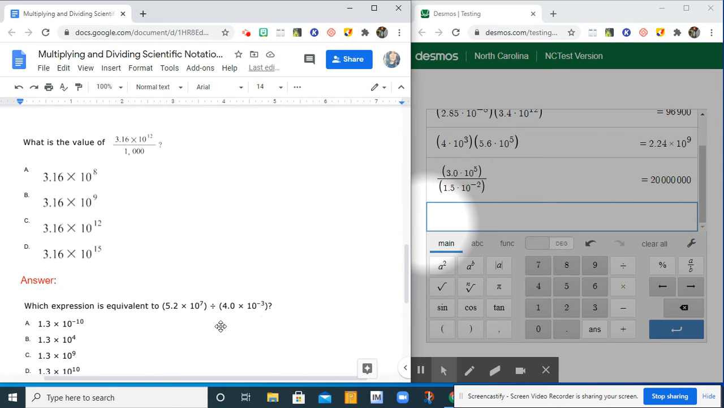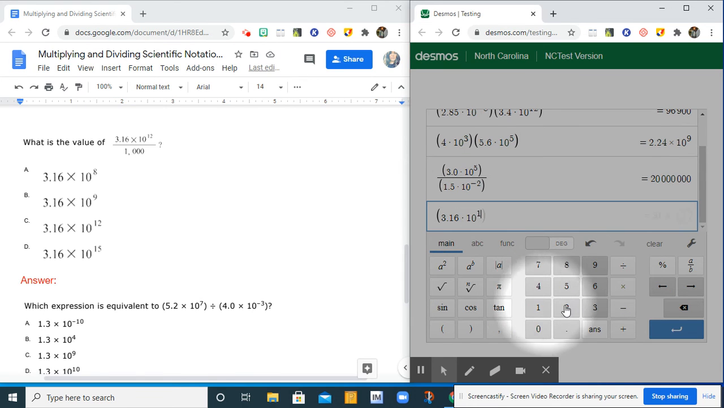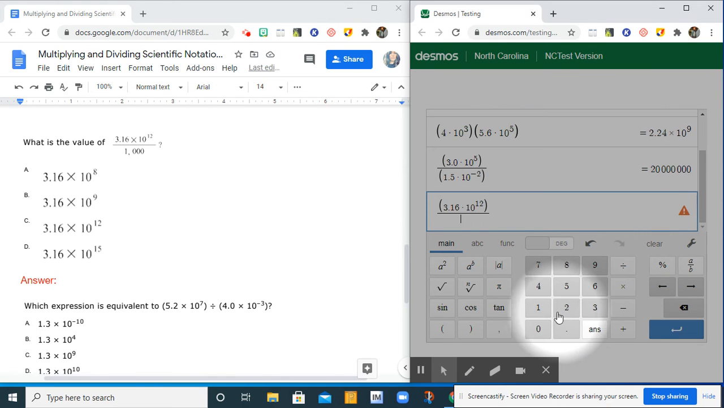Okay, next one in scientific notation. Again, we're dividing. Make sure you always put your number in parentheses, so 3.16 times 10. We're going to raise that to the 12th power. I'm going to click up here, close my parentheses, use my division symbol, and then type 1,000. As you can see, my answer is 3.16 times 10 to the 9th power, and that one was put in scientific notation by the calculator. Your answer choices are also in scientific notation, so there was no additional work for us to do. So our answer here is just B.